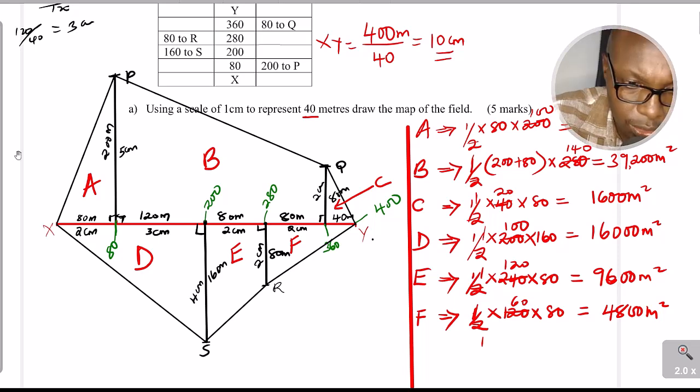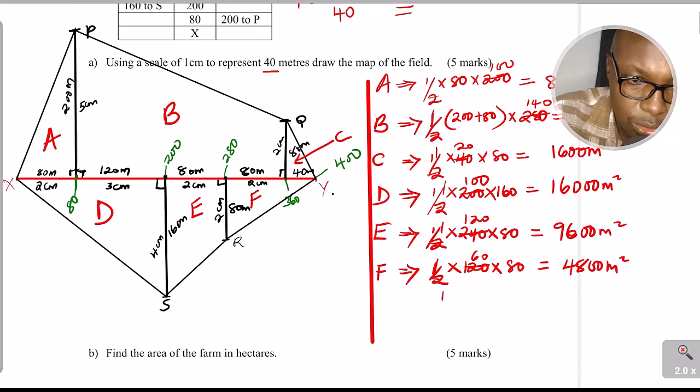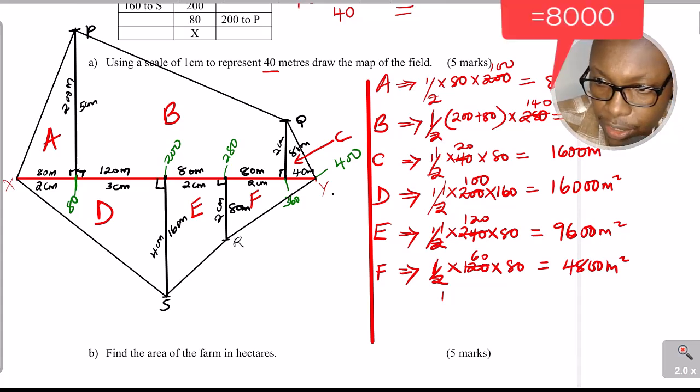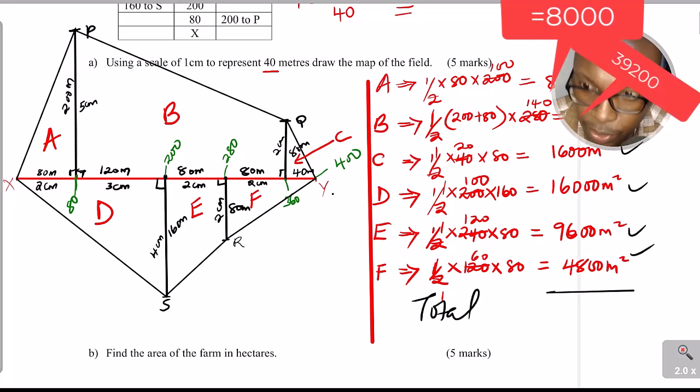Now, after doing that, the next thing is getting the sum. We simply add everything here and we get the total area. So we add everything using a calculator. We have the first one, which is 8,000 plus 39,200 plus 1,600 plus 16,000 plus 9,600 plus 4,800. We get 79,200.